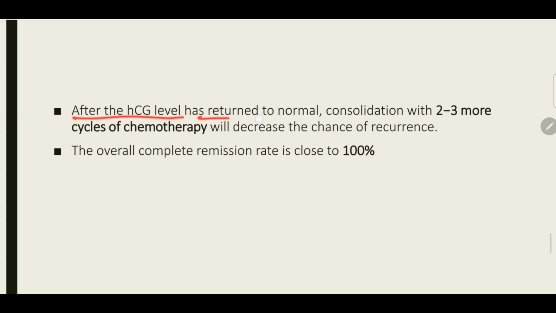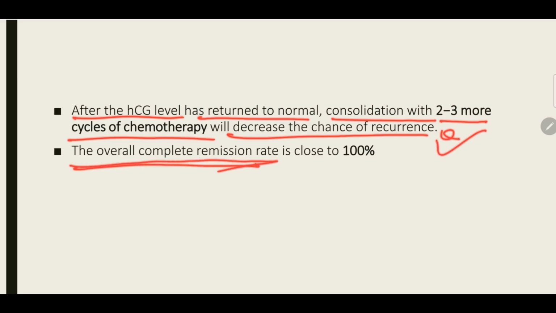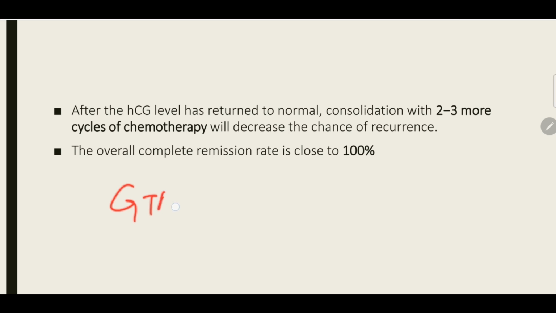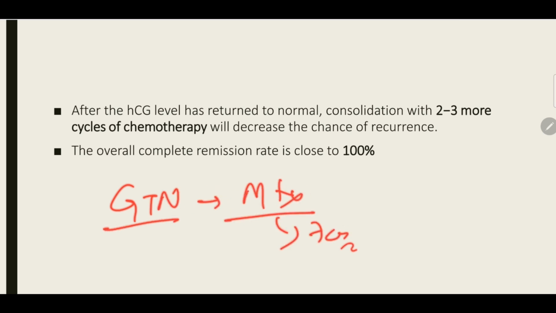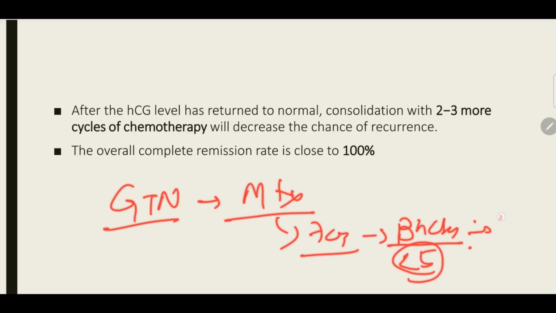After the hCG level has returned to normal, consolidation with 2 to 3 more cycles of chemotherapy will decrease the chance of recurrence, and the overall complete remission rate is close to 100%. You evaluated and diagnosed GTN, then you give methotrexate. Suppose after 7 cycles of methotrexate, her beta hCG value became negative, that is a pre-pregnancy value. Don't stop methotrexate right there. You have to give 2 to 3 more cycles of chemotherapy.